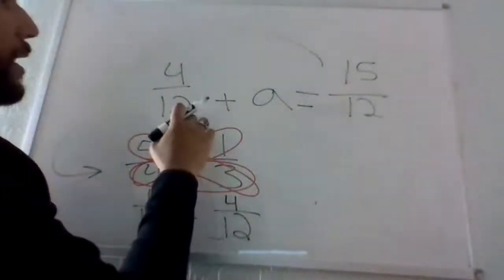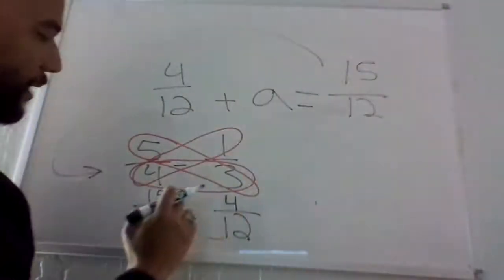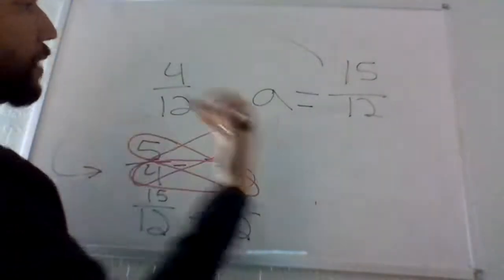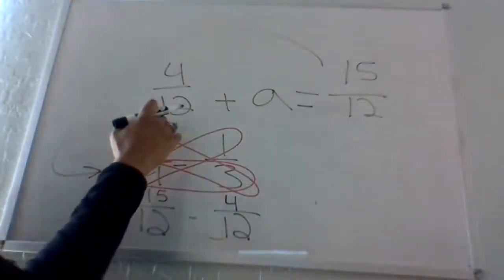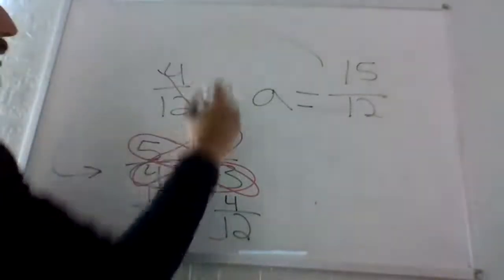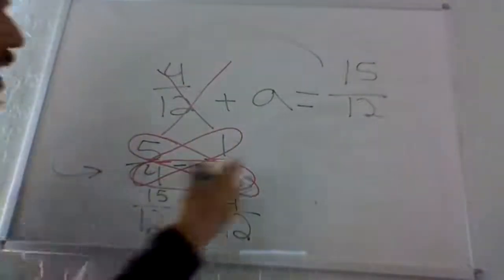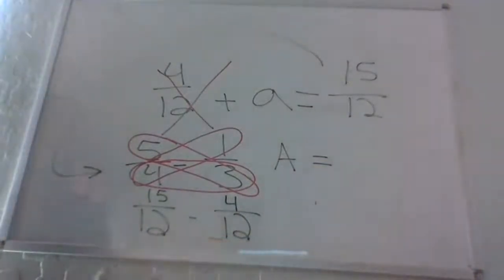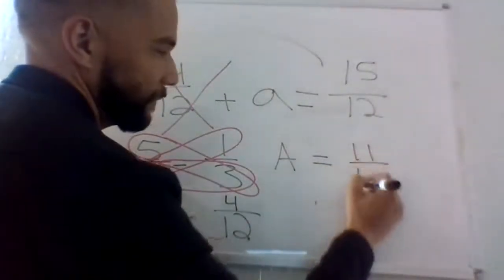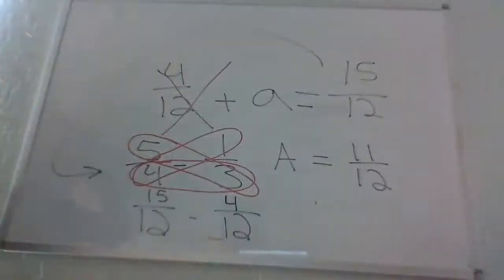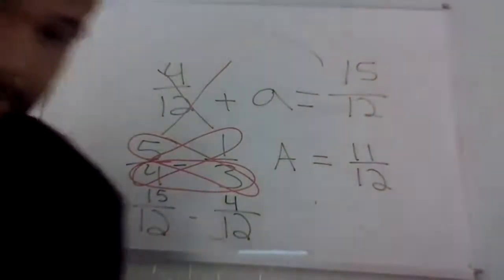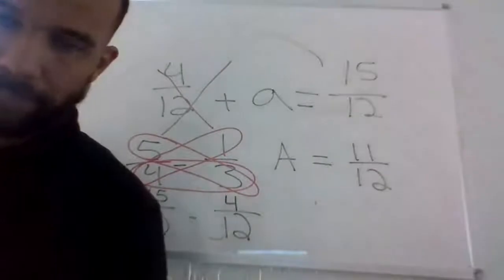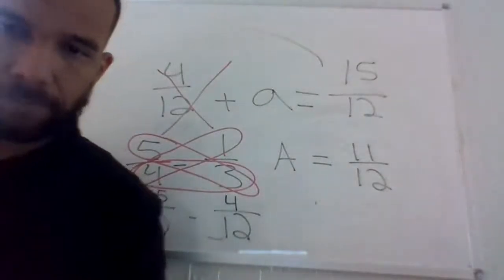So if the fact that I am subtracting 15/12 by 4/12, that lets me know that I already subtracted the 4/12 here. So that's by itself. All I have left over now is the A. And the A is going to equal whatever this equals. So the A equals the 11/12. Exactly. Okay. And that's it. This is replacing the equation with that. Oh, okay.